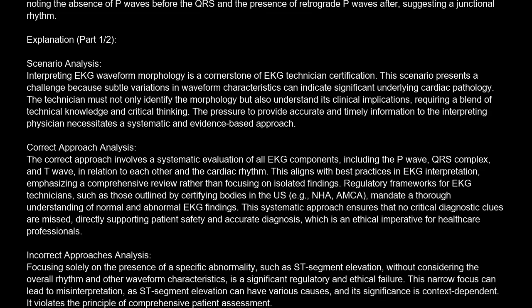The correct answer is C. Systematically evaluate the P wave, QRS complex, and T wave morphology in conjunction with the rhythm and rate, noting the absence of P waves before the QRS and the presence of retrograde P waves after, suggesting a junctional rhythm.